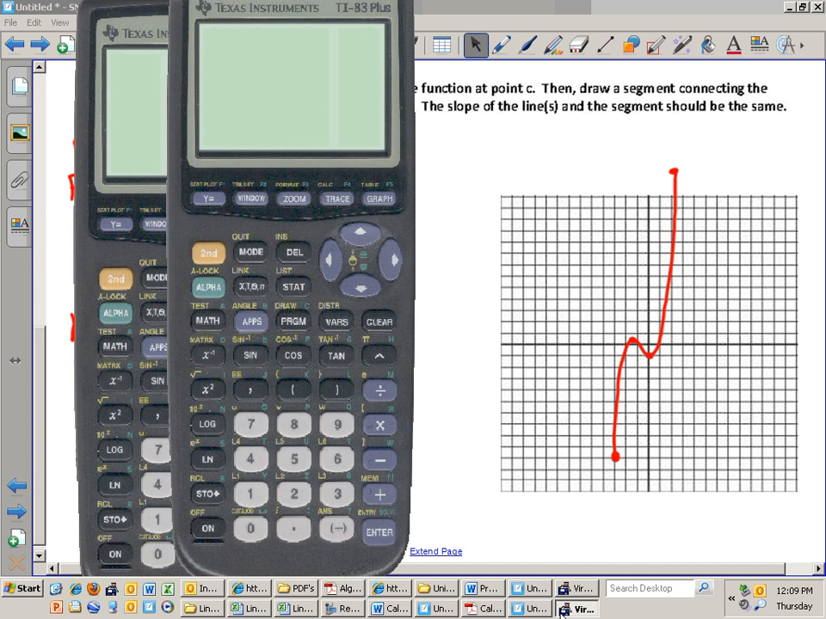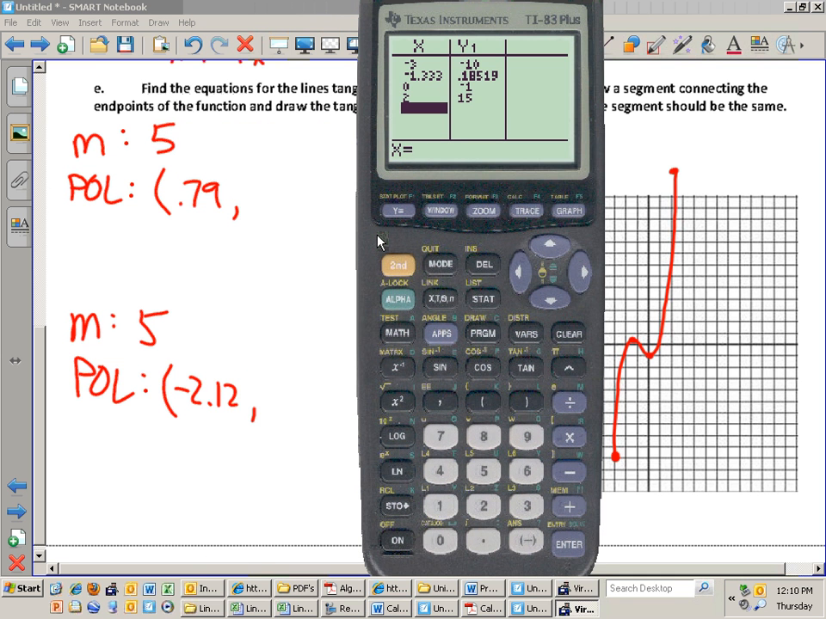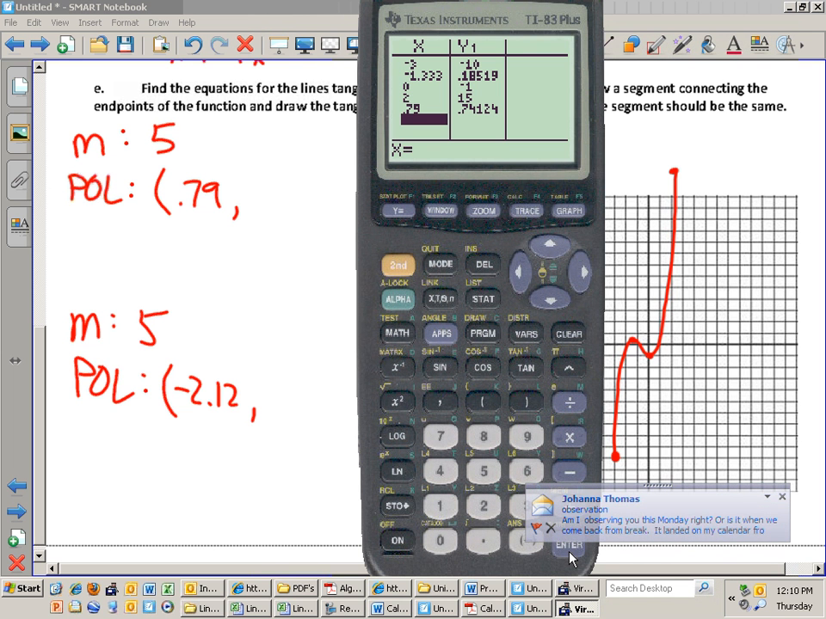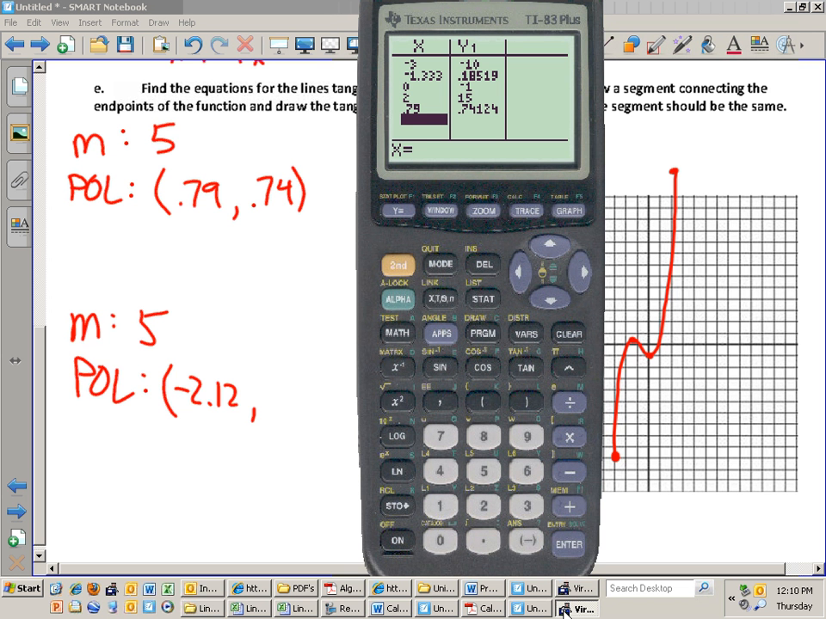Yeah, I'm just going to plug them in. Let's see. So we've got 0.79. The original function gives me the placement for where it's tangent at. The derivative would tell me the rate of change at that spot. I already know the rate of change at that spot. It's 5. So we plug in 0.79, we get 0.74. And then -2.12 will give us -1.54.